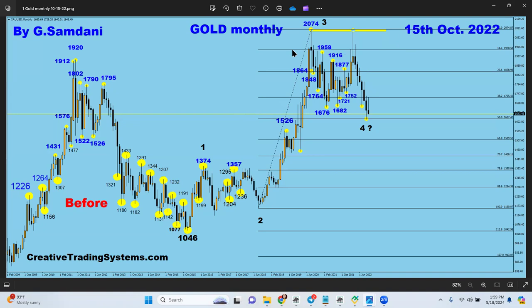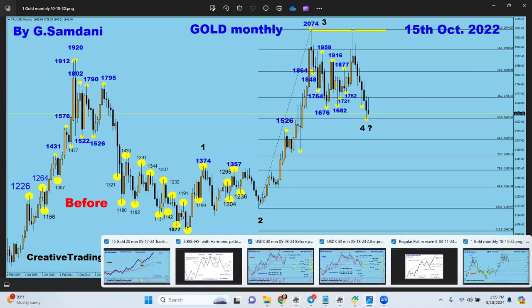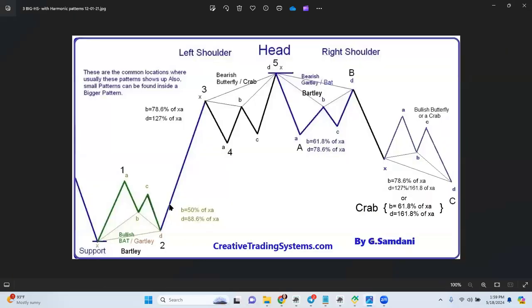So let's get started. We're gonna start from October 15, 2022. This is the monthly chart I made then, and it is based on the Elliott wave study, right? So Elliott wave, let me show you a chart that this is usually what happens. So you have wave 1, 2, 3, 4, and 5. You have a correction wave 2, we have a correction wave 4.